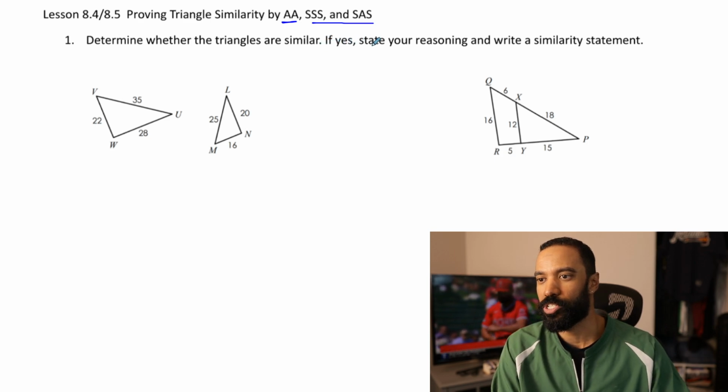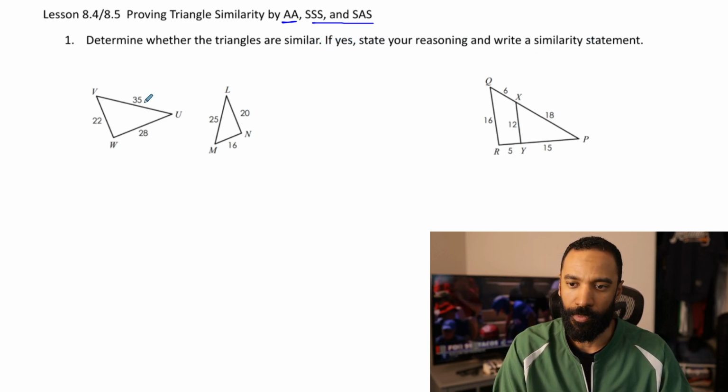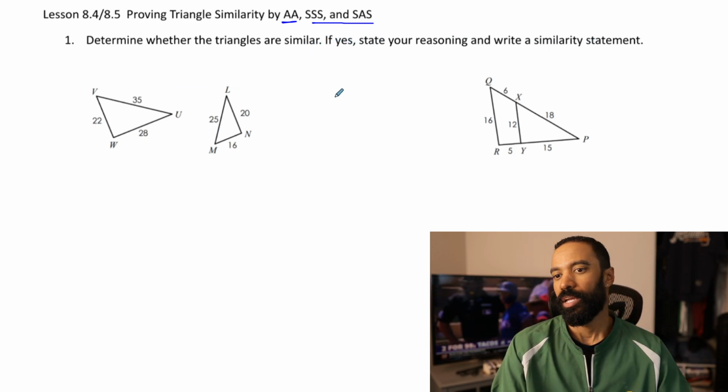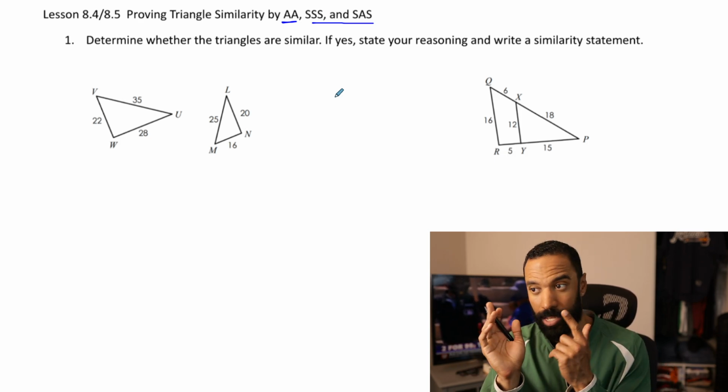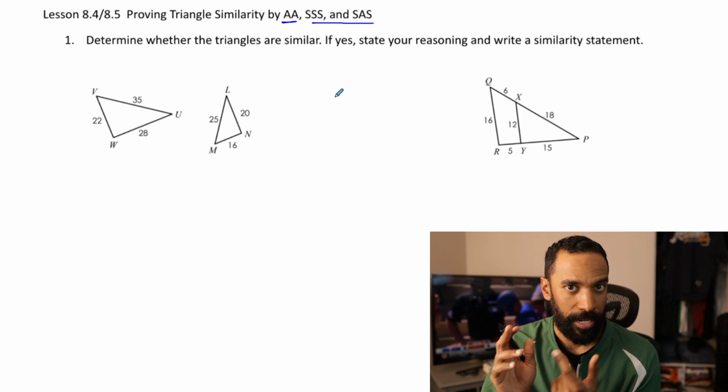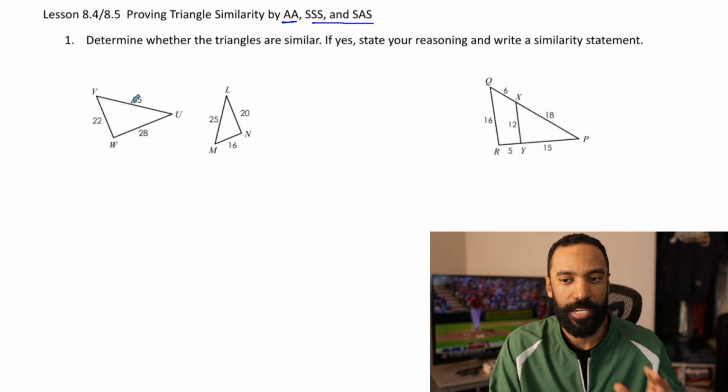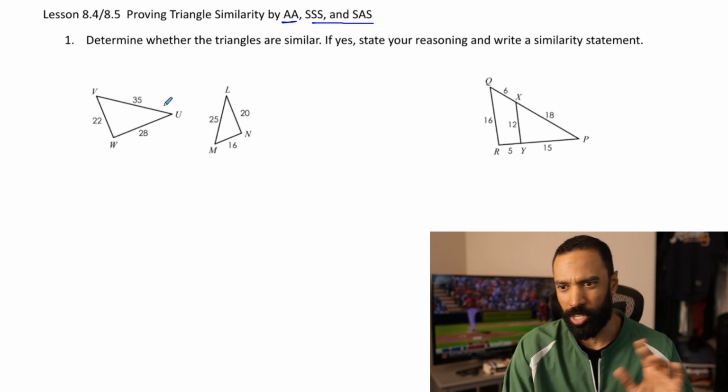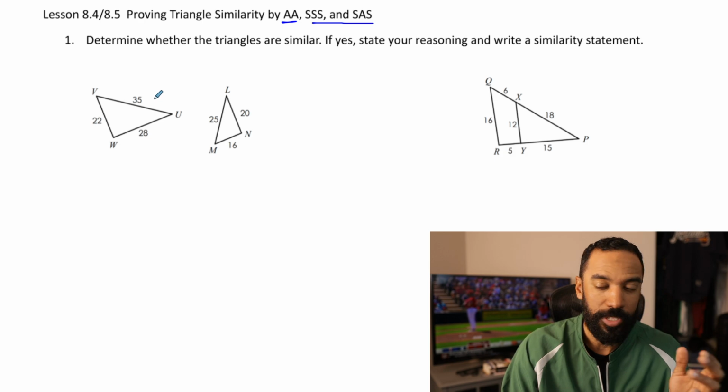Determine whether the triangles are similar. If yes, state your reasoning and write a similarity statement. Okay. Now, this one here, again, they said write a similarity statement, so they didn't give one to us. And I wouldn't necessarily always go by obviousness of the drawing and say, this is clearly that, even if maybe it's drawn to scale.